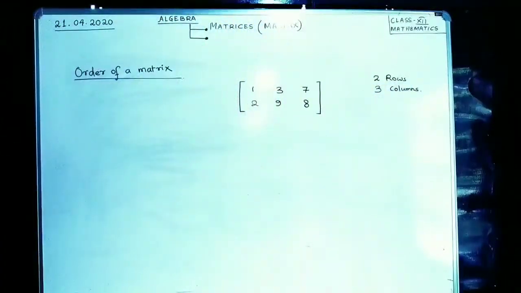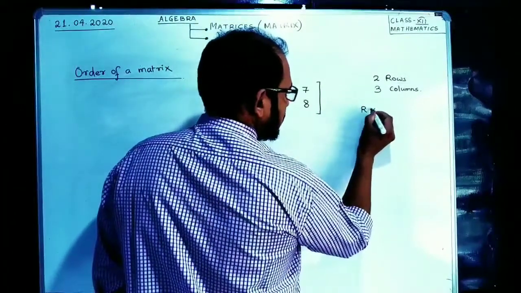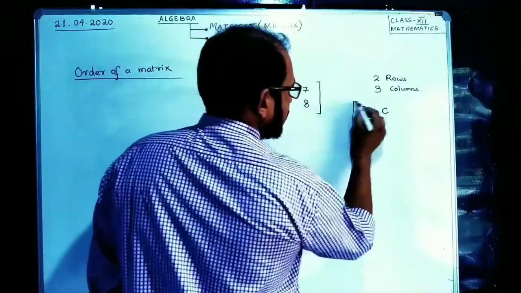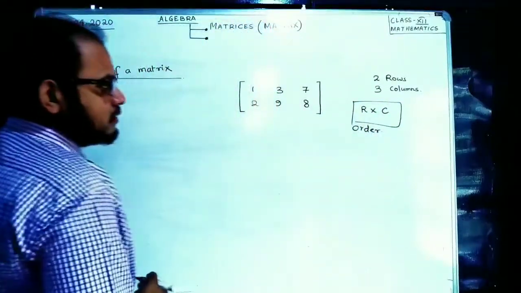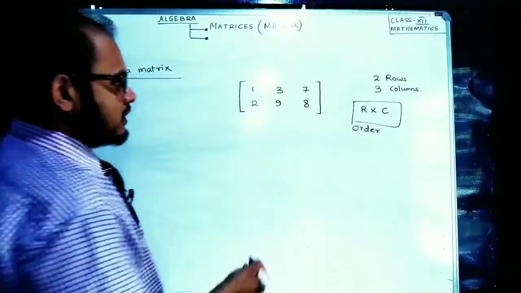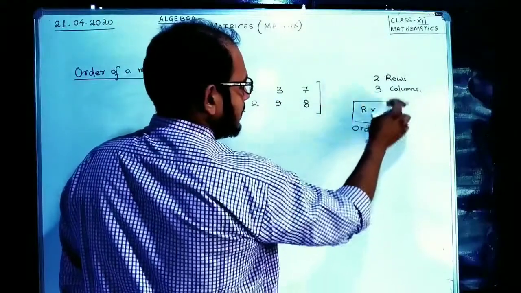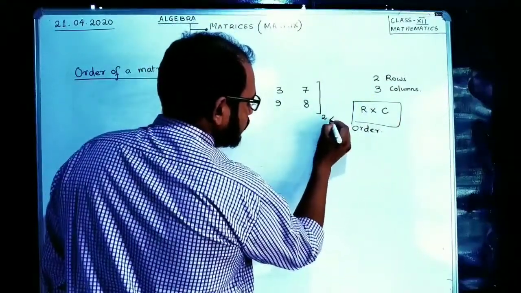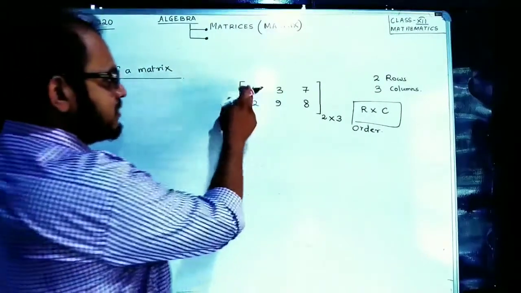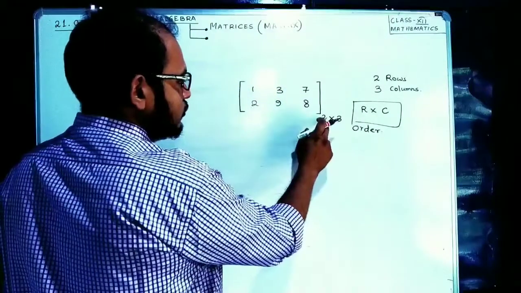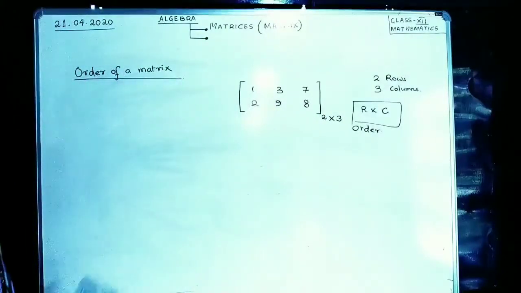And we represent the order of a matrix by number of rows by number of columns. This is known as the order of a matrix, and we normally write the order in this position. So this is having 2 rows and 3 columns, so we will write 2 by 3 matrix. So this is the matrix 1 3 7 2 9 8, and 2 by 3 is the order of this matrix.